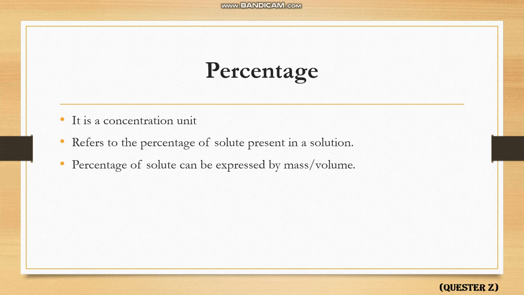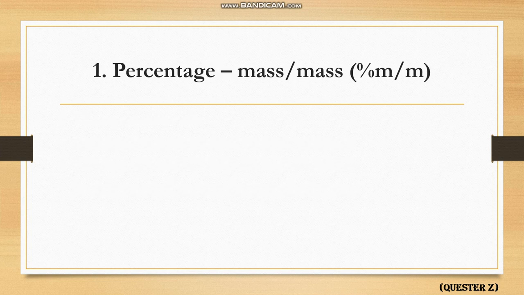The percentage of solute can be expressed in 4 different ways. That is the first method to find out the concentration of the solution. So we are starting these 4 ways one by one. The first way out of these 4 is the percentage mass to mass.